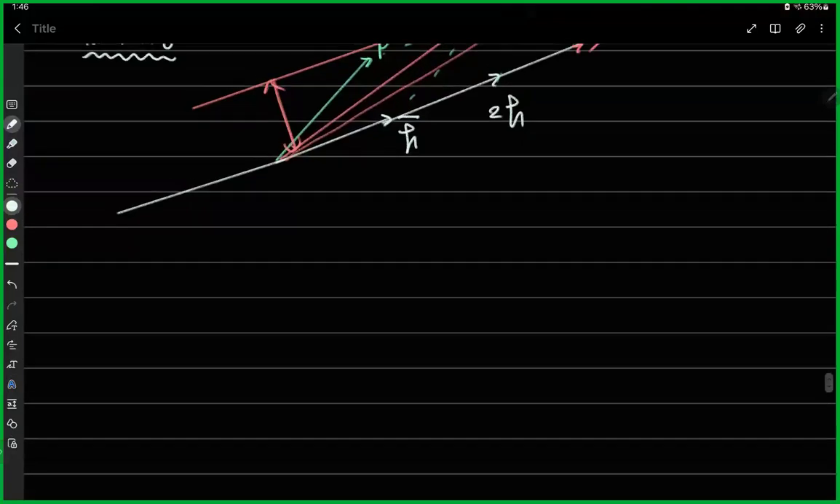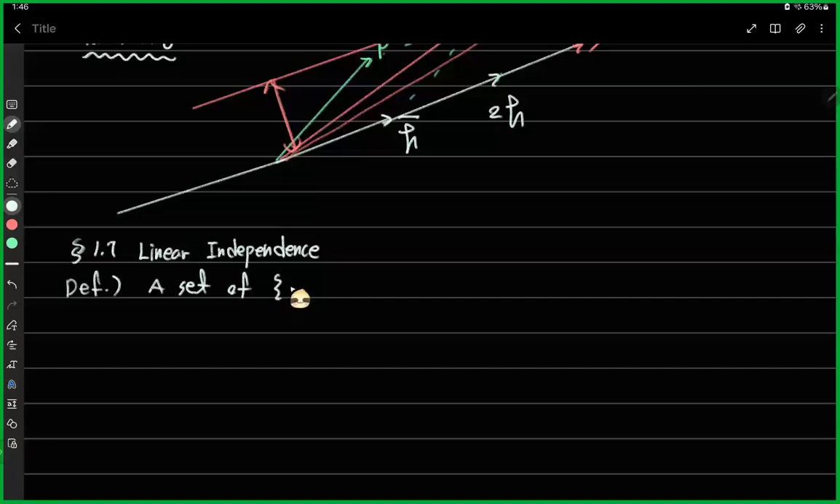Okay, let's move on to 1.7, linear independence. Definition. Okay, what does that mean? Linear independence. A set of vectors, say v1 through vp, vn, and these are vectors. So it is linearly independent.